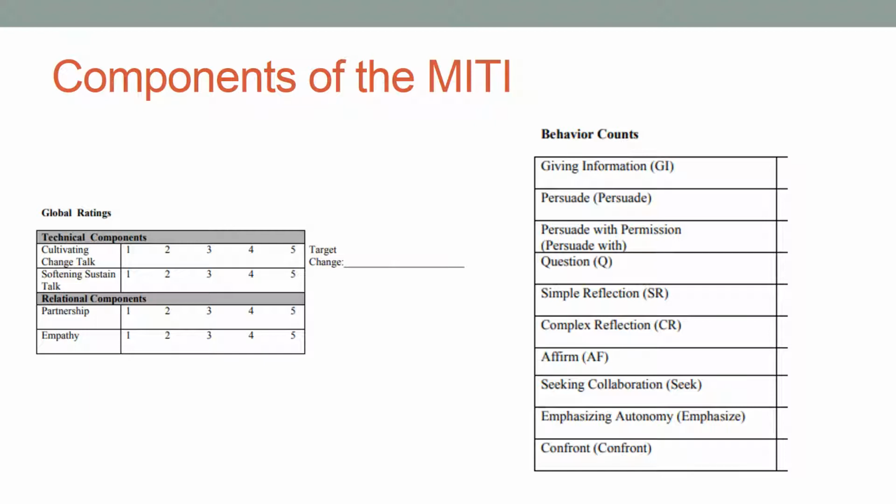So first of all, the global ratings on the left hand side there. The global ratings consist of four different dimensions. You can see them there listed under technical components. You've got cultivating change talk, you've got softening sustained talk, and another category of global ratings, you've got relational components, and these are partnership and empathy. So they're the four ones there: cultivating change talk, softening sustained talk, partnership and empathy. And basically when you're listening back to the consultation, you assign a score of 1 to 5 for each of those different dimensions. More about that in a second.